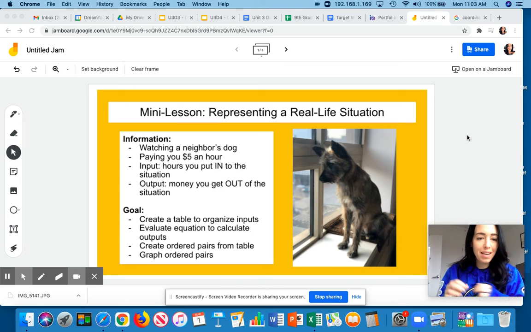Hey everybody. Okay, I am going to make a quick video about how to turn this real life situation into a table, a set of ordered pairs, an equation, and a graph. So let's get started. The first thing you have to do is obviously look at the information. You're watching a neighbor's dog.